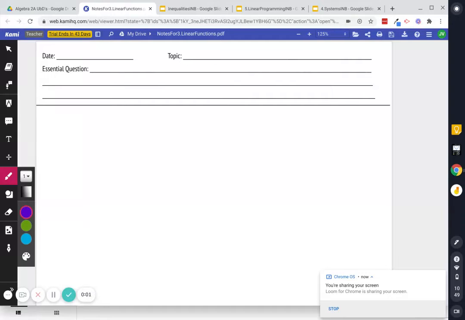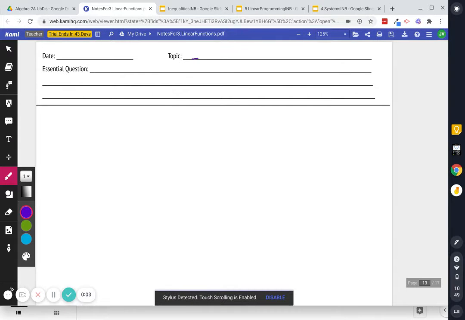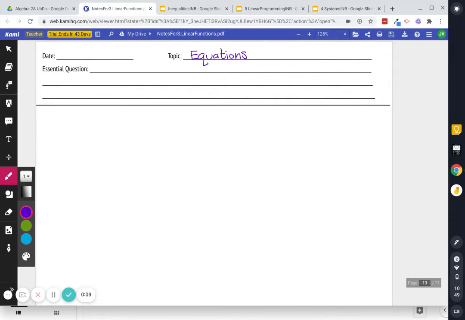Good morning. We are going to be talking about writing equations. So we've done graphing and now we're going to make the switch to writing. And specifically using, I better write the right thing if I'm going to write it, point slope form.